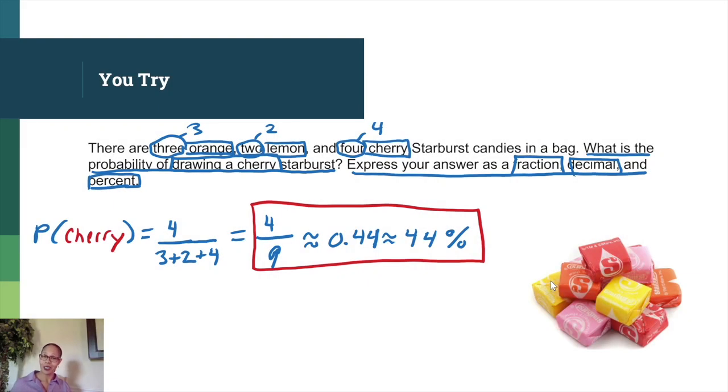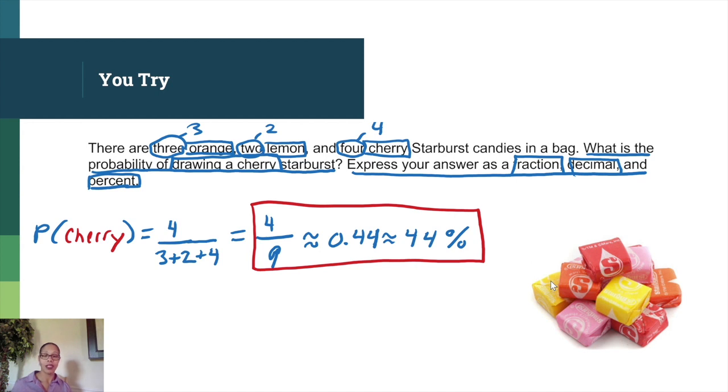So let's take a look together at our practice problem. I'm curious as to the problem-solving strategy that you used. I used cubes to identify our numbers, 3 orange, 2 lemon, 4 cherry, and also to underline the question. What is the probability of drawing a cherry starburst, and express our answer as a fraction, decimal, and percent?